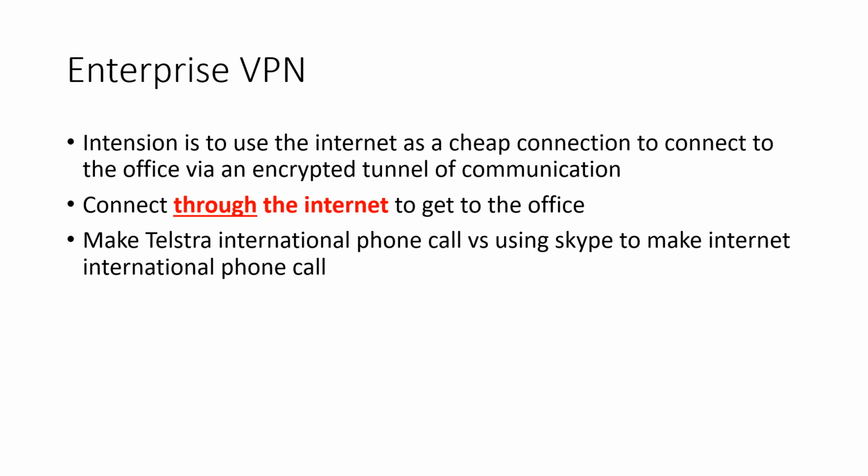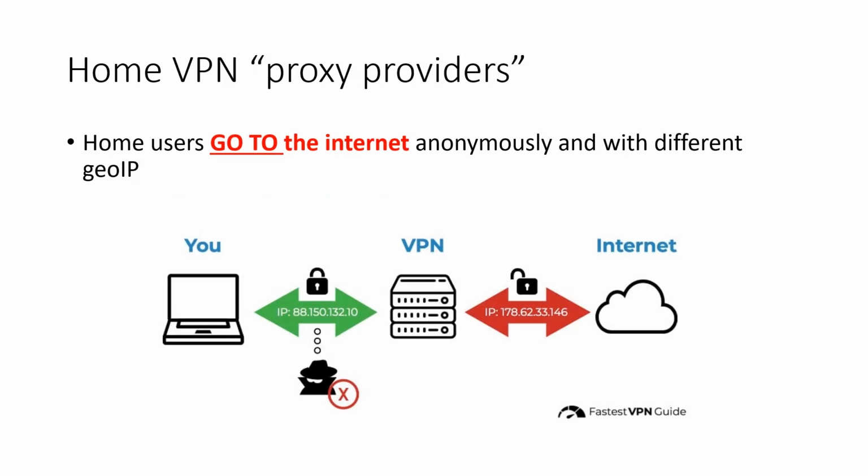But the internet is the wild wild west. Anybody can be on the internet listening to our important data. So to make sure that our data sent through the internet is secure, the enterprise VPN sends the data through an encrypted tunnel so that we can connect back to our office network. So remember, enterprise VPN is to connect through the internet to get back to the office, as opposed to the home VPN, which is to go to the internet.